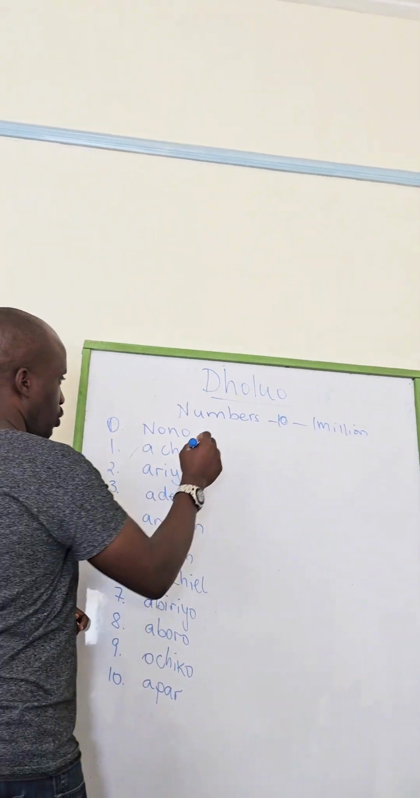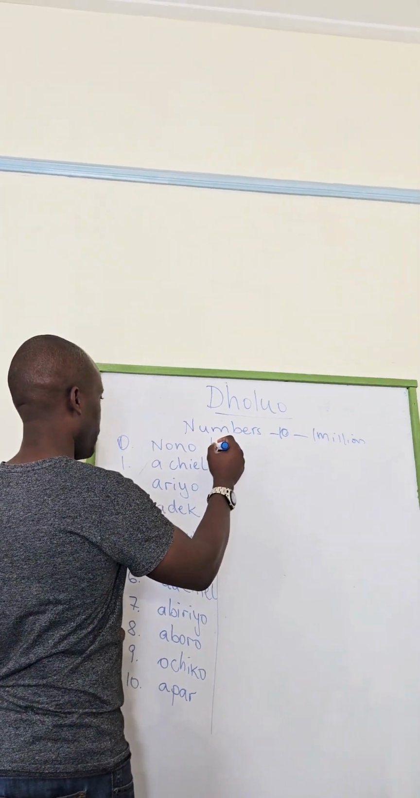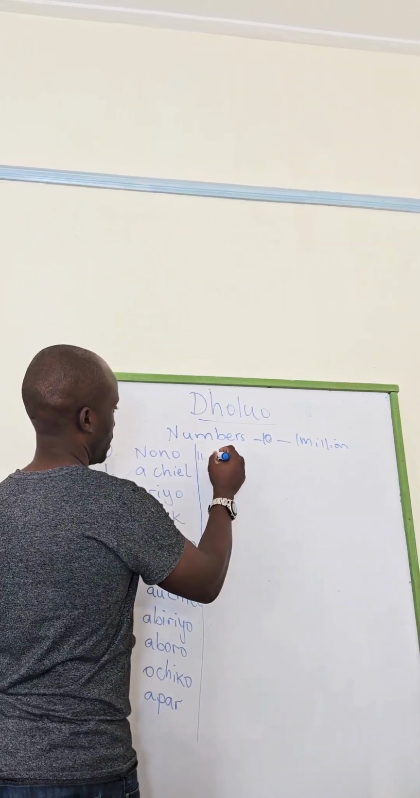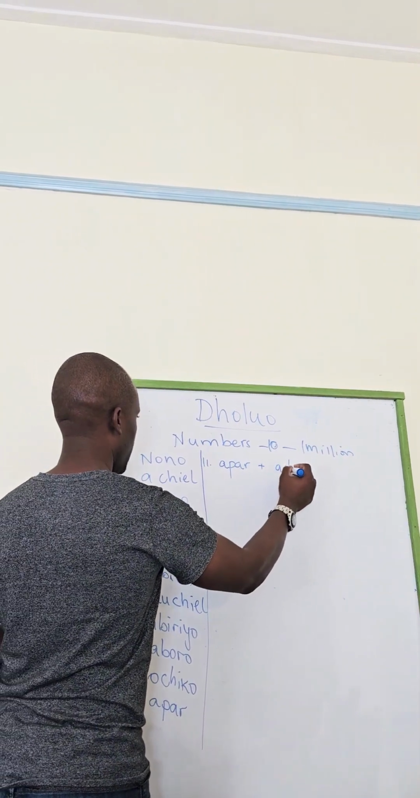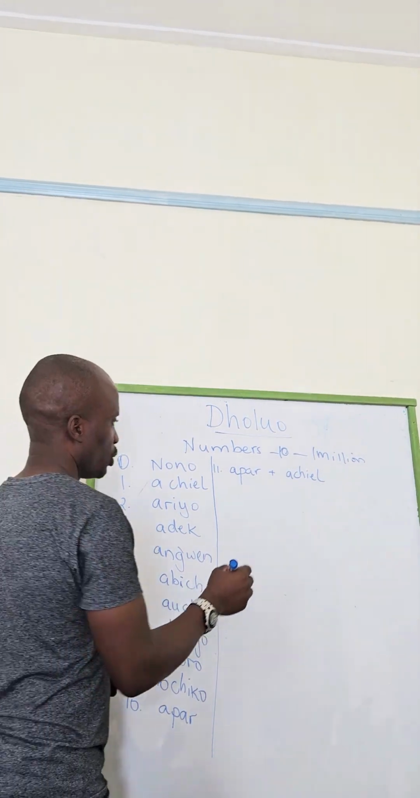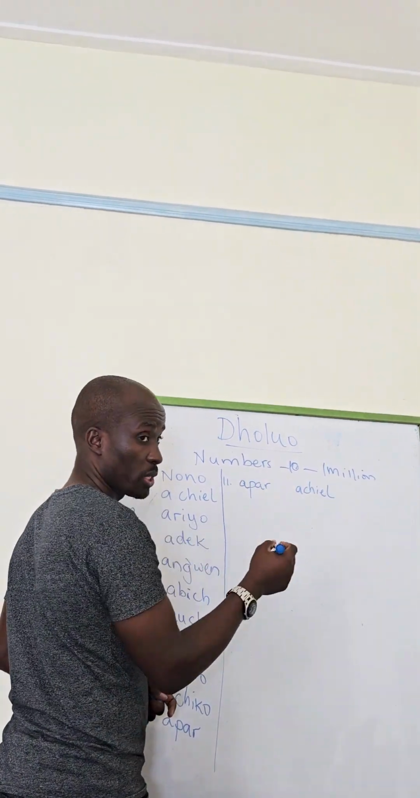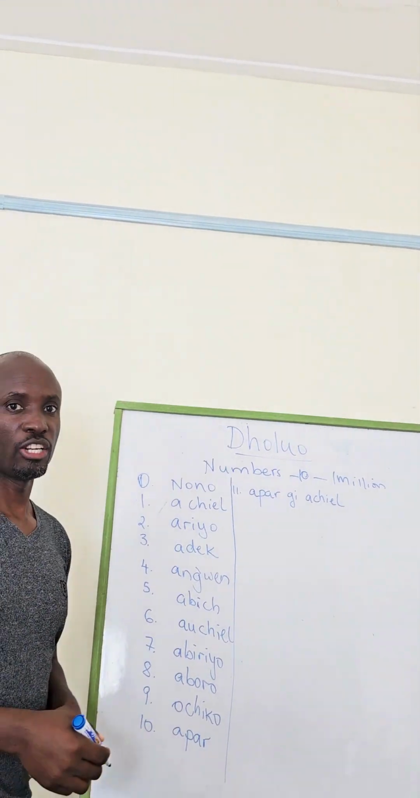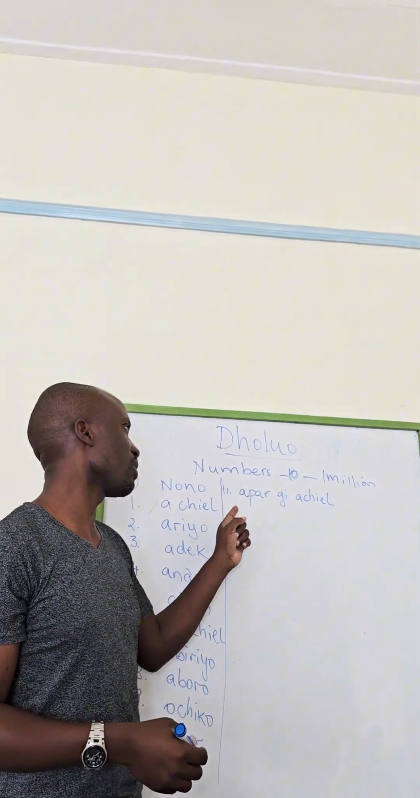So now, how do we get 11? 11 is 10 plus 1. And 10 is Apar, plus Achiel, right? It is 10 plus 1. So instead of this plus, we'll write "and", and "and" in Dholuo is Gi. Apar gi Achiel.